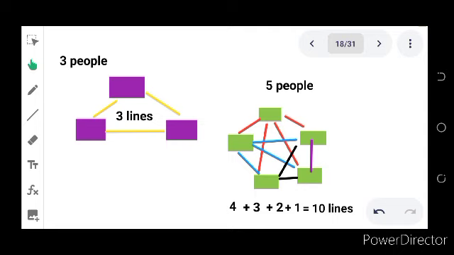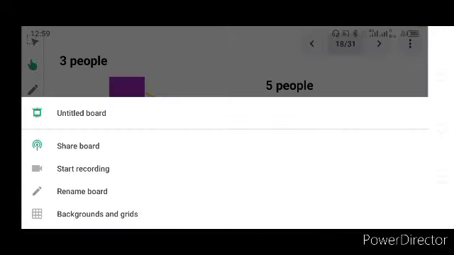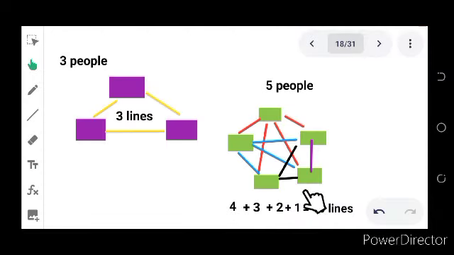Now, before we proceed, as you can see here, for three people, we have two lines from the first person and one line going from the second to the third person. And for five people, we have four lines from the first person, three lines from the second person, two lines from the third person, and one line from the fourth person.